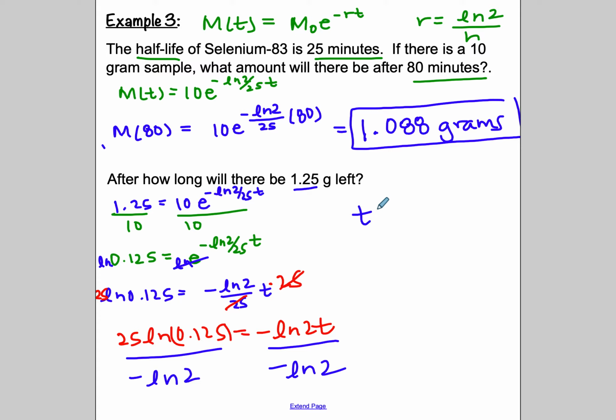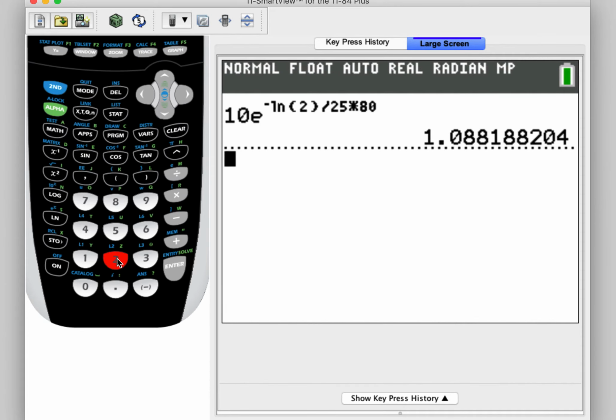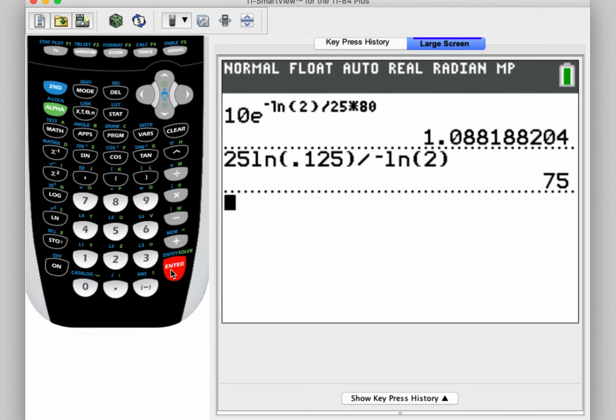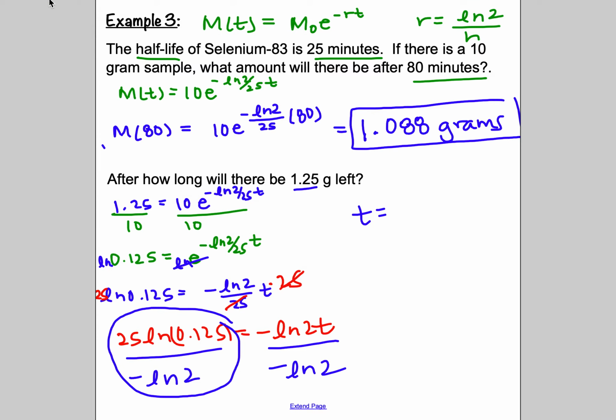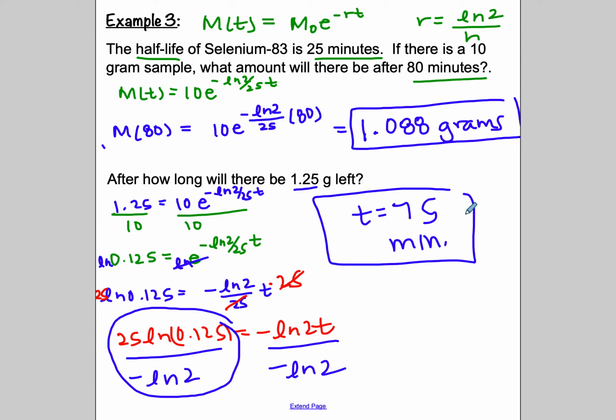Okay, so t is equal to, got to type all of that into our calculator. 25 ln of 0.125. Make sure you end the parenthesis and then divide by negative ln of 2 in that parenthesis. And you should get 75. Okay. So t is equal to 75, and then I should find my label for t. T is being labeled in time minutes, 75 minutes. Okay, so that is example 3.